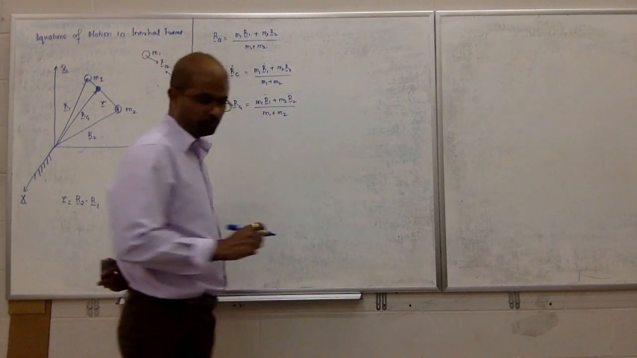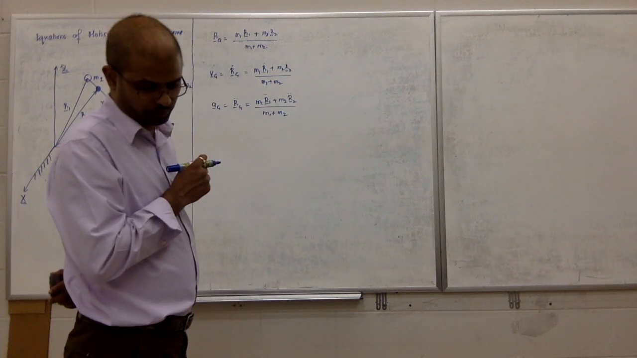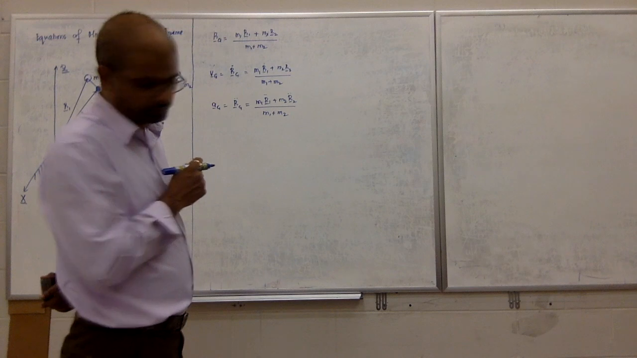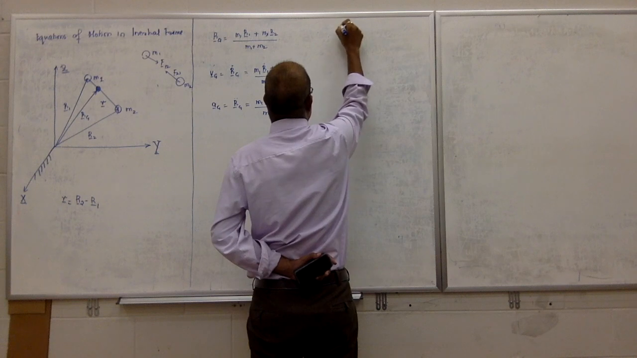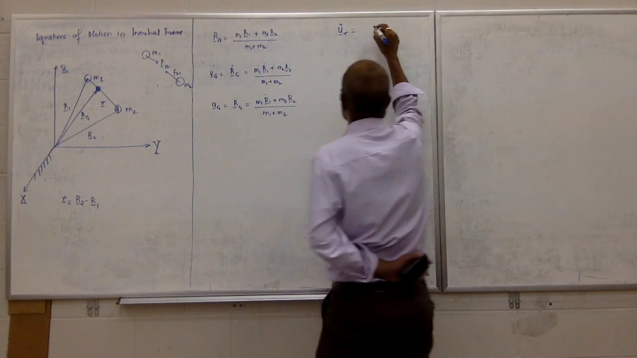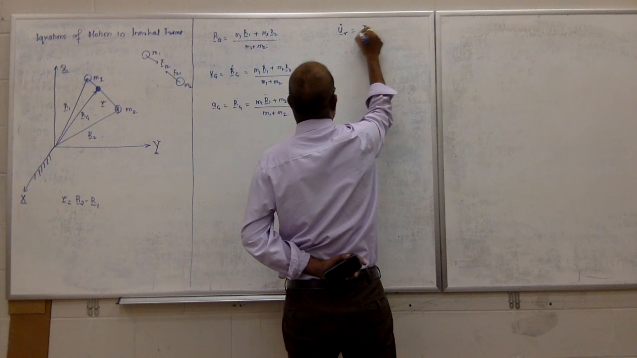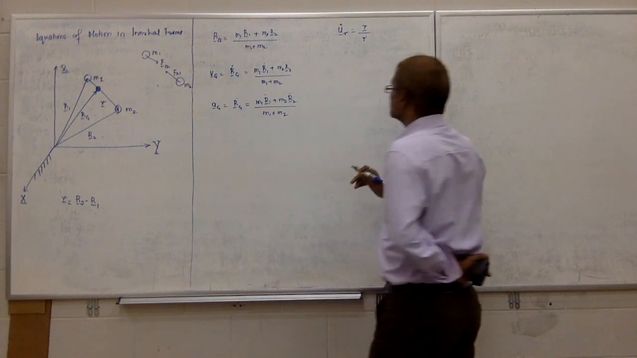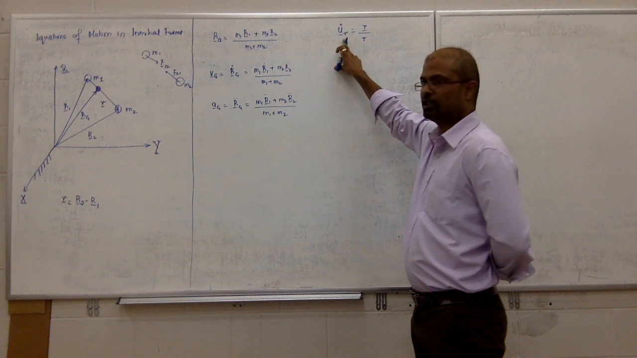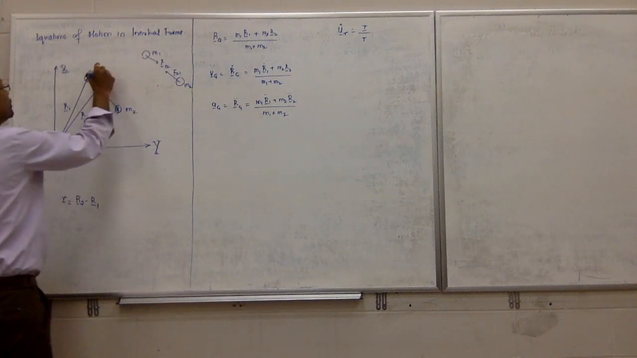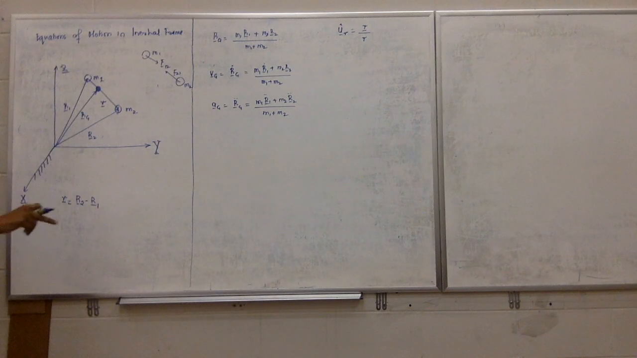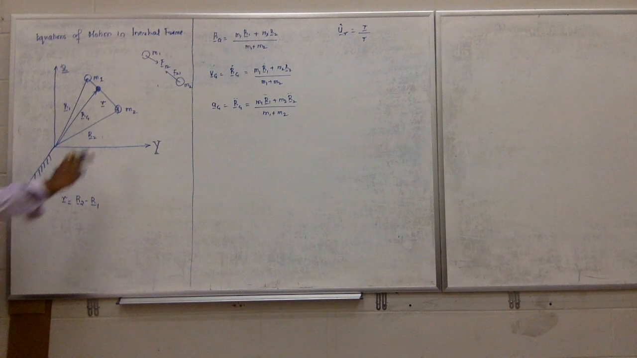Now, we'll define this UR, okay, and you should be familiar with this by now. UR is R divided by R. Is this clear? UR is essentially the unit vector from M1 to M2. It essentially shows you the direction of M2 with respect to M1.